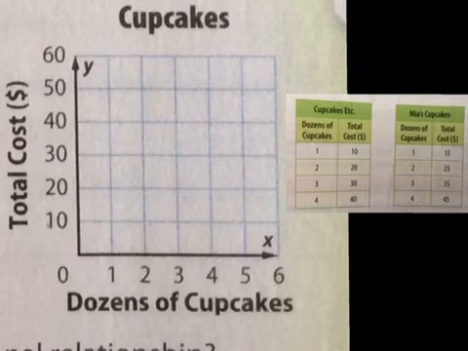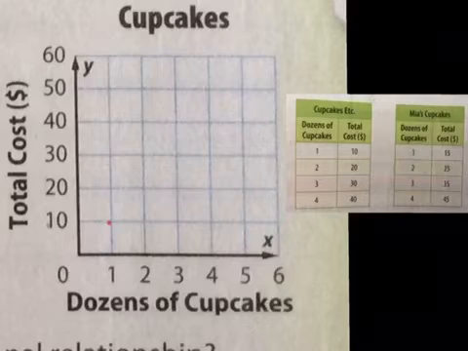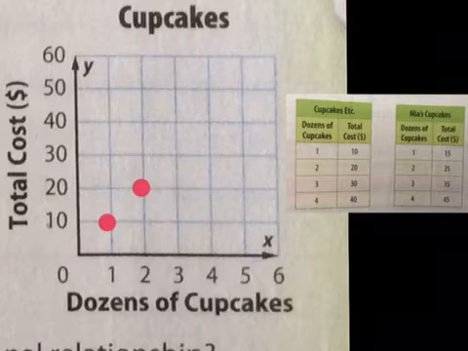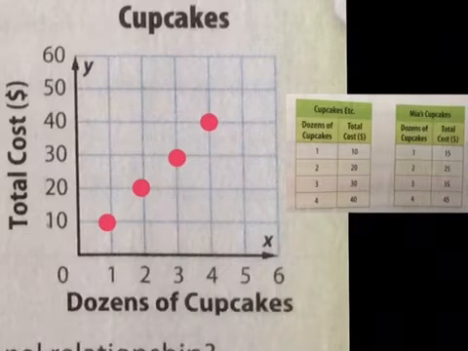For our Cupcakes Etc., we have 1 dozen, and that's going to be our x, and going up on our y coordinate we have 10. So I'm going to go right ahead and put my 10 right there. Let's make that bigger. Okay, so right there, and then 2 dozens right here. 2 dozens will be 20, and so on. 3 dozens will be 30, 4 dozens will be 40. And there we go. If I were to draw a straight line through it, it would look like this.